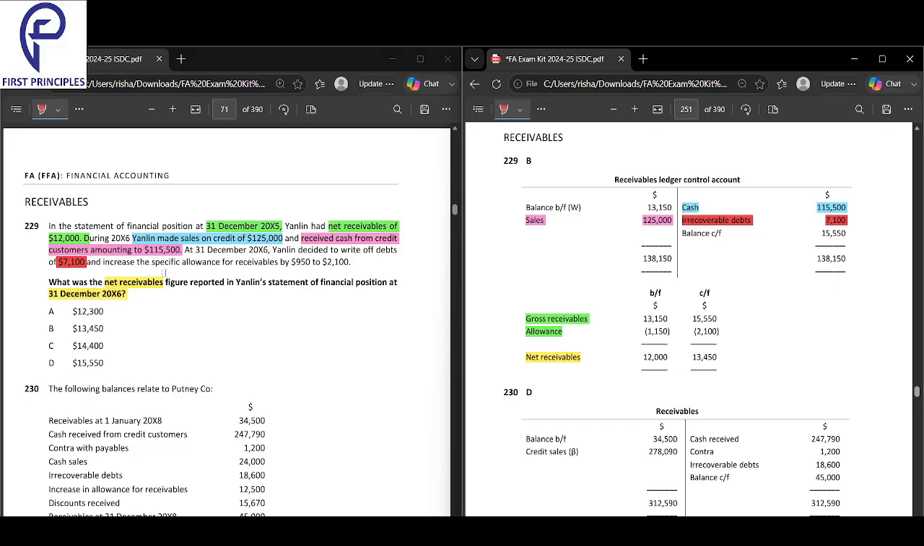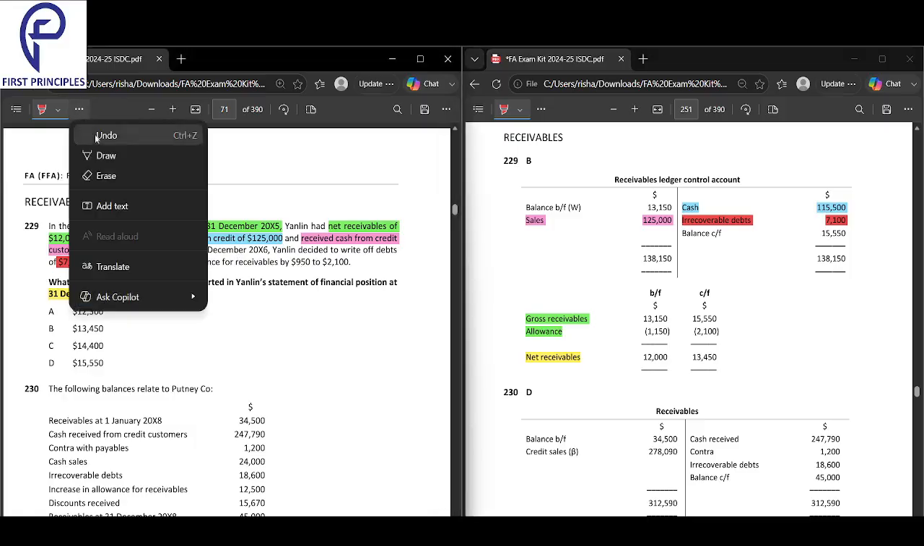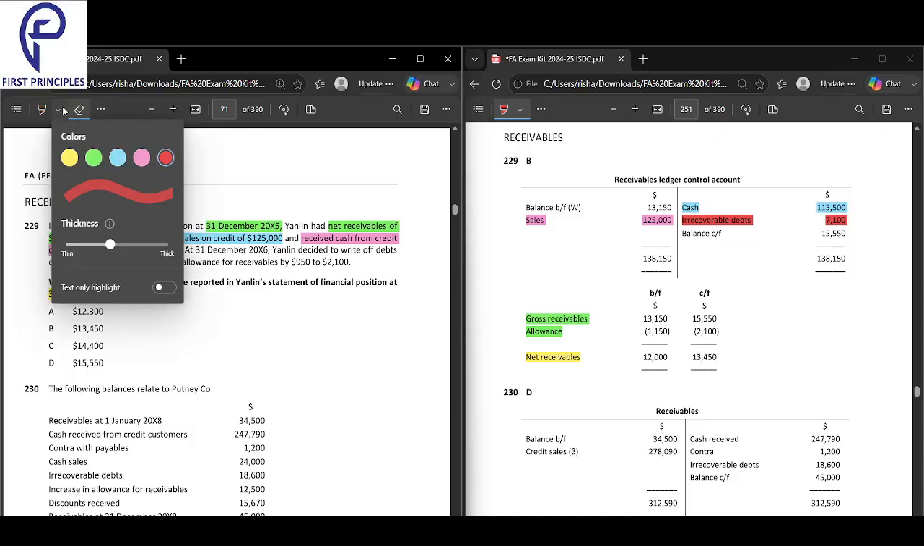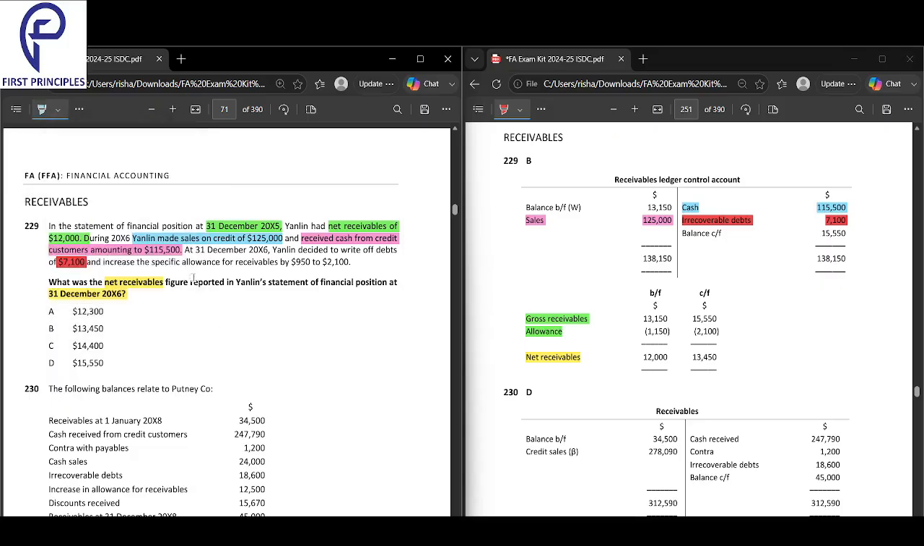Okay. And next they're telling us to increase the allowance for receivables by 950 to 2,100. What do they want to do? They want to increase the allowance. This is the final thing that they want to do. They want to increase the allowance by 950 to 2,100. Not from 950, right? You see, this word "by" is very important.